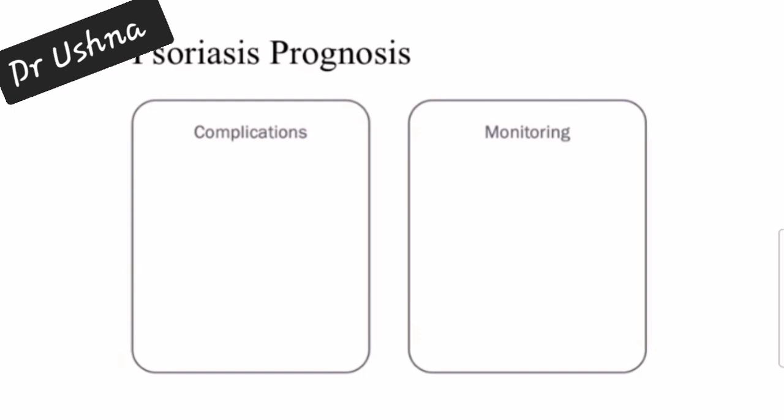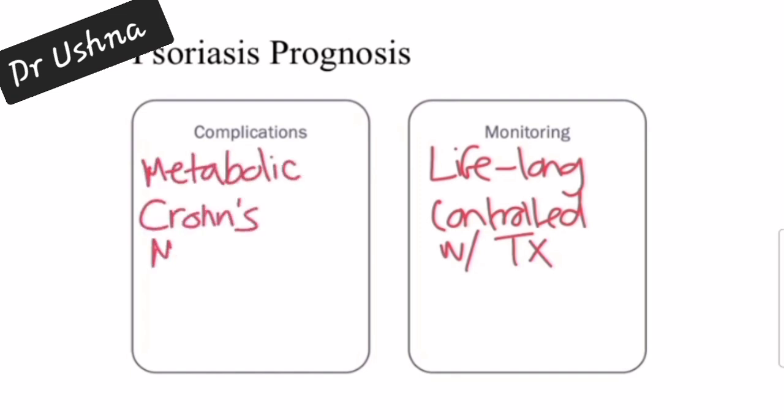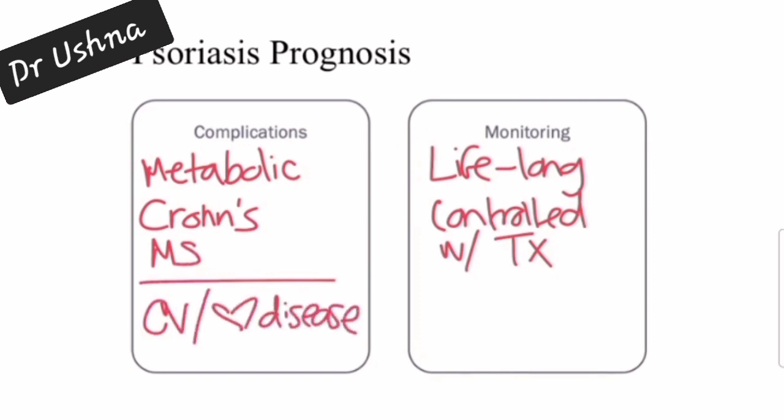Psoriasis is a lifelong condition, but can be well controlled with treatment. Unfortunately, there are some comorbidities that commonly occur in individuals with psoriasis, and these include metabolic syndrome, Crohn's disease, and multiple sclerosis. There is also an increased risk of cardiovascular dysfunction and heart disease in individuals with psoriasis. Therefore, one of the important monitoring parameters is heart and vascular function over time.